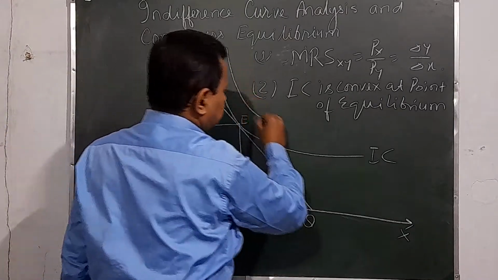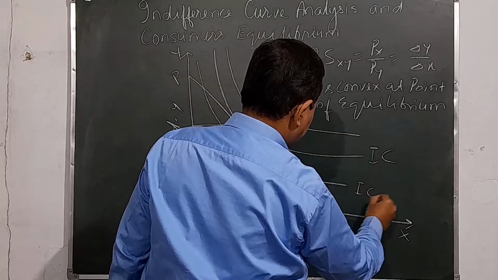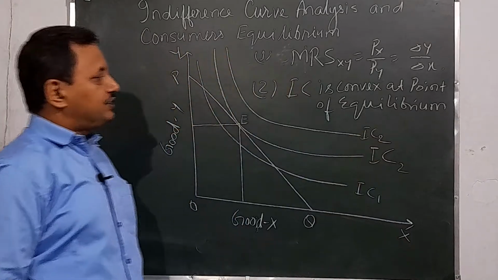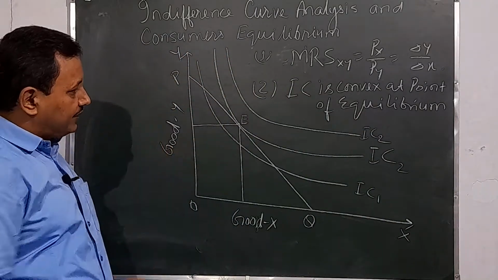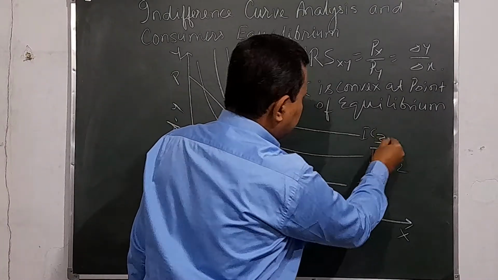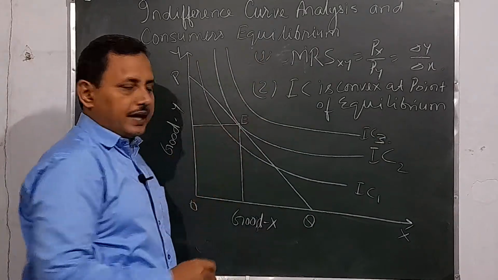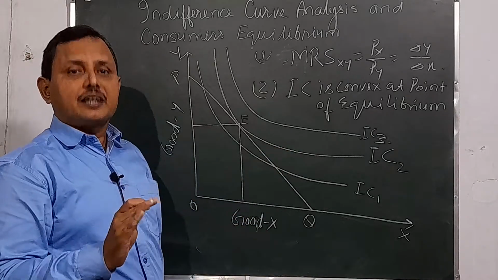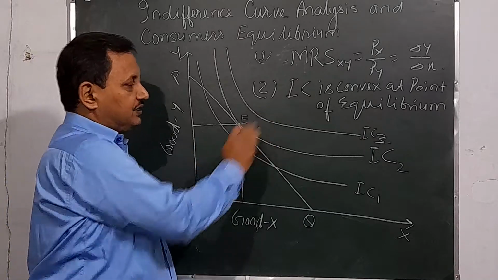Say, IC1, IC2 and IC3 are the different indifference curves in the indifference map. Now, IC3 is an indifference curve which is beyond the budget line. So all combinations of IC3 are non-attainable. So the consumer cannot reach IC3.